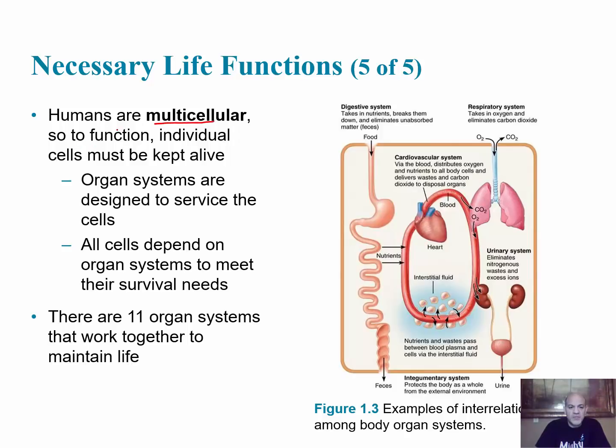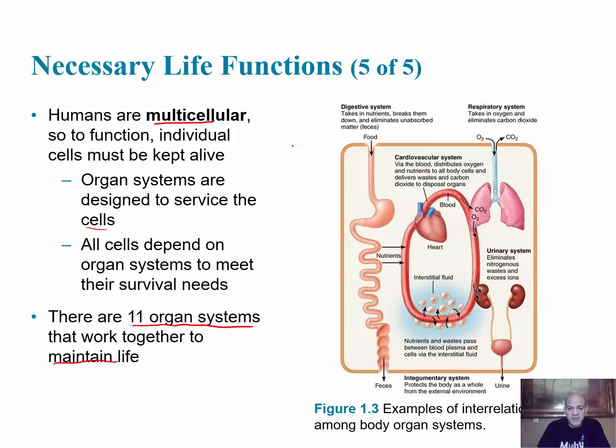And when we look at humans, humans are multicellular organisms. And since we are multicellular, the individual cells have to be kept alive. So what helps keep all of your individual trillions of cells that make up your body alive? The organ systems. These organ systems are going to be designed, and the work that they do is going to help service every one of those cells. And all of the cells are going to depend on the organ systems to meet their survival needs. There are 11 organ systems, which we already went over, and they work together to help maintain life.